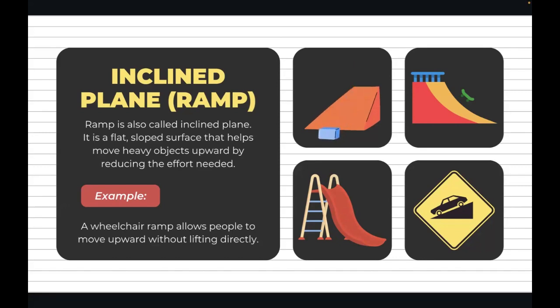For example, like a wheelchair ramp. You might have also seen machines that lift people in wheelchairs directly up, and that's using more force to get that person up versus just going up a ramp.